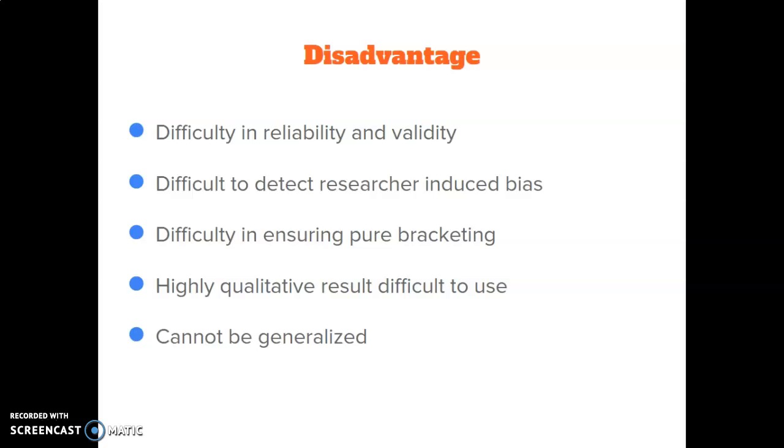Highly qualitative results are difficult to use. Sometimes, with very rich data, bringing out all the things in a research paper will be difficult, and it cannot be generalized because it focuses on a single problem. It cannot be generalized to the public, because tsunami means it's only for the people who were affected by the tsunami, and that too in that area. You cannot generalize that all the people who suffered in a tsunami will have these kinds of thoughts.